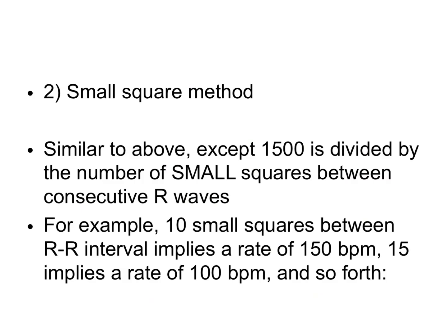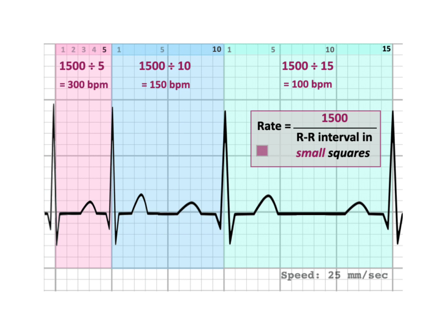Okay, this was about the large scale method. Now we come to the small scale method. It is also the same, as we know that 1 minute will contain 1500 small scale. So we have to divide 1500 by the number of small squares between the R waves. Like here we can see this R wave. The number of small scale are 1, 2, 3, 4 and 5. 1500 divided by 5, we will get 300 beats per minute.